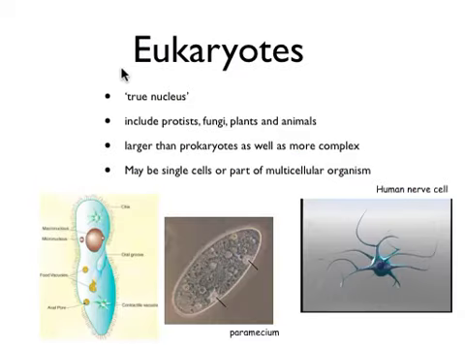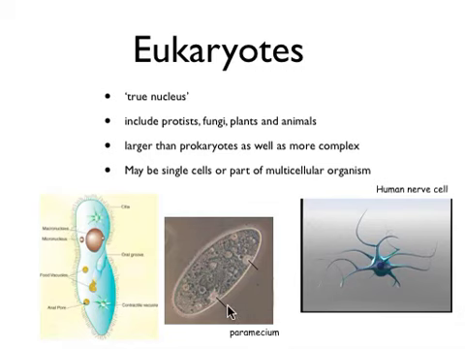Eukaryotic cells. Eukaryotes comes from the Greek words that mean true nucleus. This is because unlike prokaryotic cells, eukaryotes have a membrane-enclosed nucleus. When talking about eukaryotes, we include protists, fungi, plants, and animals. They are larger than prokaryotes and are also more complex organisms. They can be single cells or part of a multicellular organism.